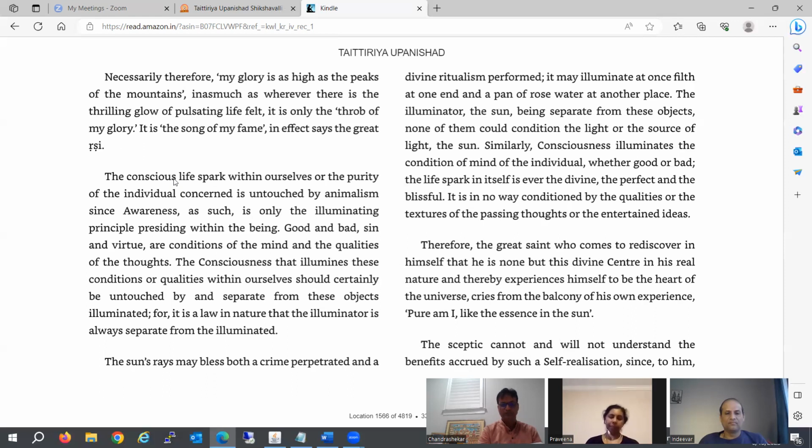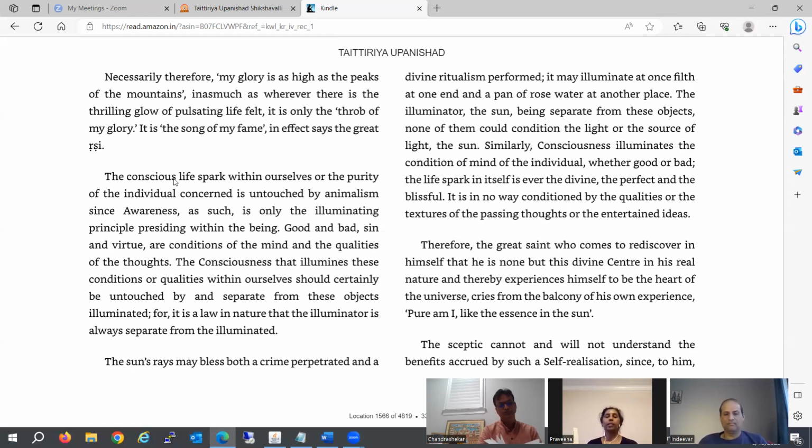Since awareness as such is only the illuminating principle presiding within the being, good and bad, sin and virtue are conditions of the mind and the qualities of the thoughts. The consciousness that illumines these conditions or qualities within ourselves should certainly be untouched by and separate from these objects illuminated, for it is a law in nature that the illuminator is always separate from the illuminated.